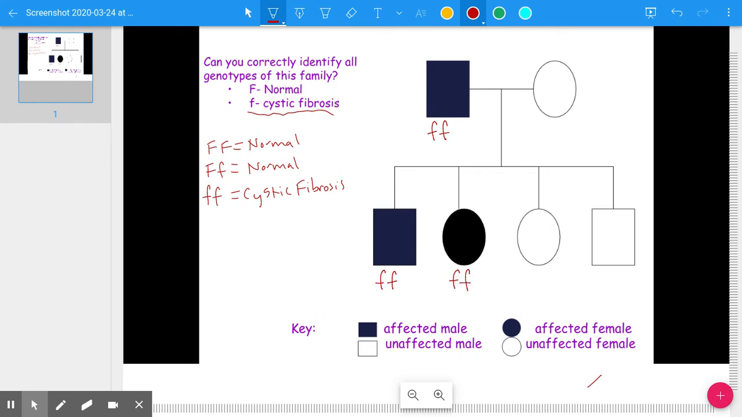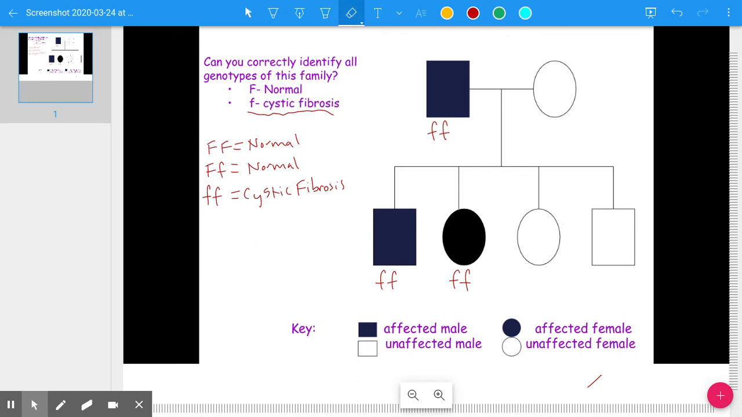All right. Now we have to figure out, how about these three individuals right here that do not have cystic fibrosis? What is their genotype? Well, I know it can be one of two things. It's either going to be homozygous dominant or heterozygous. But which one is it? To figure that out, I'm going to have to use some clues inside of my pedigree and my knowledge of genetics from earlier on. So let me erase this real quick.